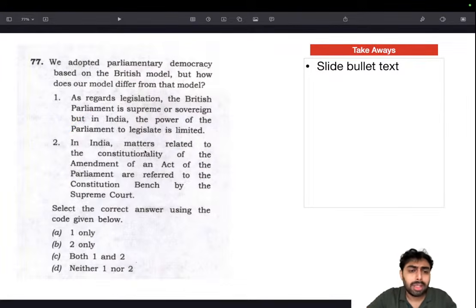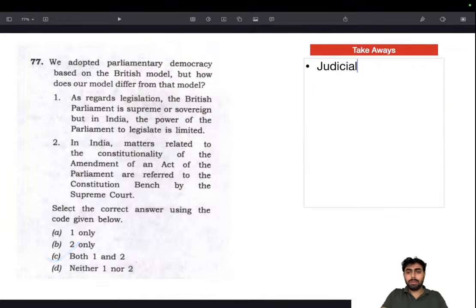That's it. In India, matters related to the constitutionality of an amendment or an act of Parliament are referred to the constitutional bench by the Supreme Court. These two statements are actually connected. If the first is right, then the second is also right. Or if such a thing is not right, then the other one is also not right. So they are both connected, and the answer is C.